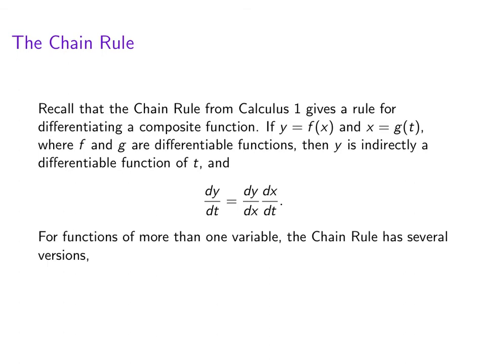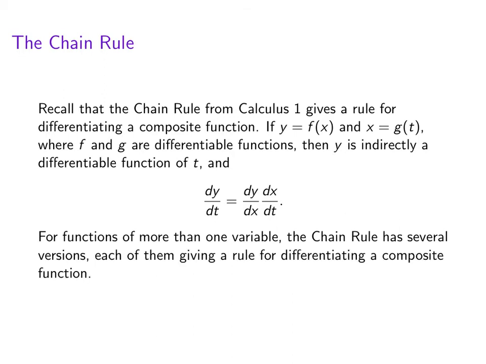Now if we have functions of more than one variable, the chain rule will have several versions. Each of them is going to give us a rule for differentiating composite functions. It's really the same idea.